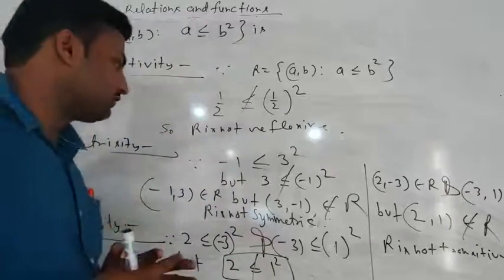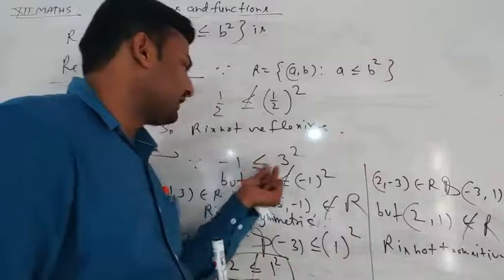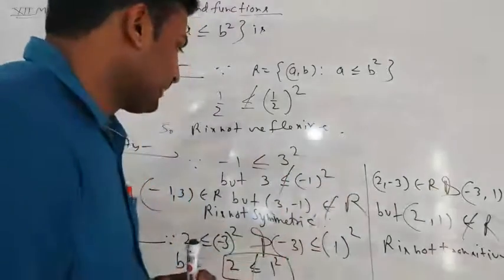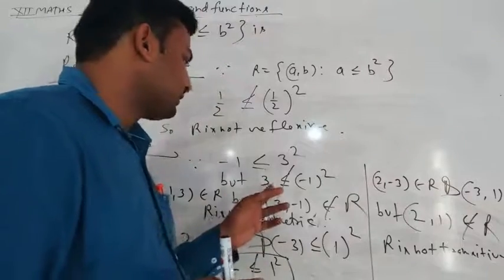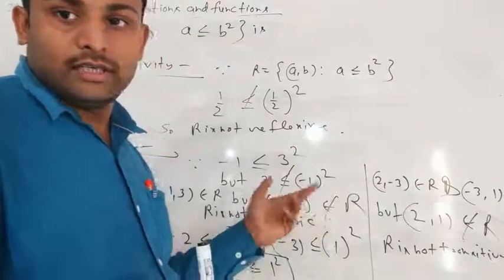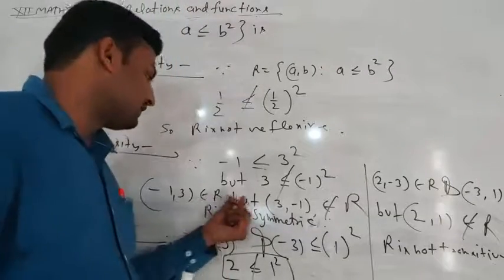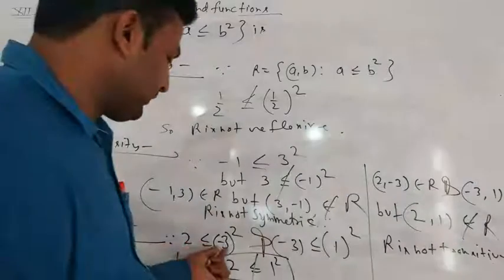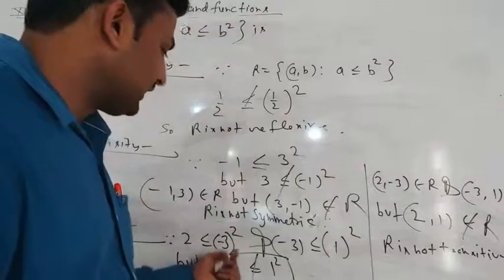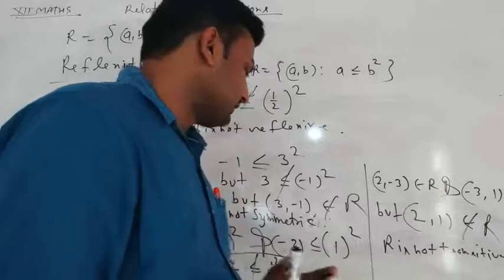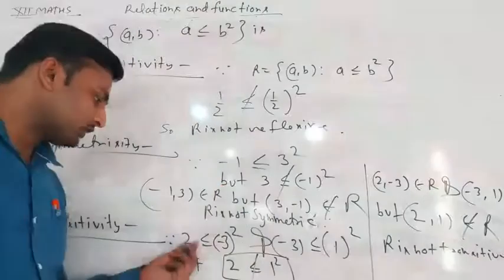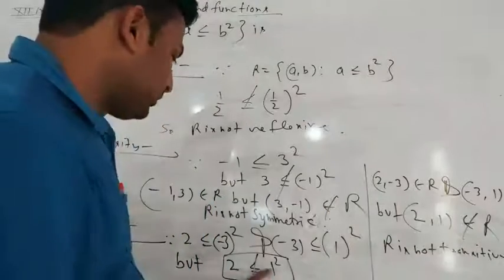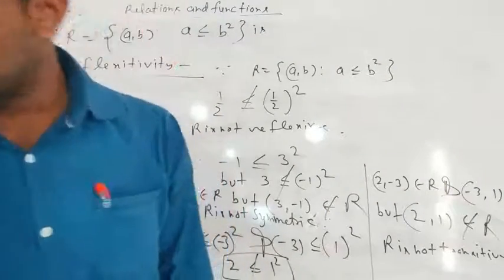And for symmetricity, students, we write -1 is less than or equal to 3 squared, but 3 is not less than or equal to (-1) squared, because 3 is not less than or equal to 1. So this is not symmetric. Now for transitivity we take 2 is less than (-3) squared because 2 is less than 9, and -3 is less than 1. So 2 cannot be less than 1 because 2 is greater than 1. So our R is not transitive. Okay, I hope you understand, students.